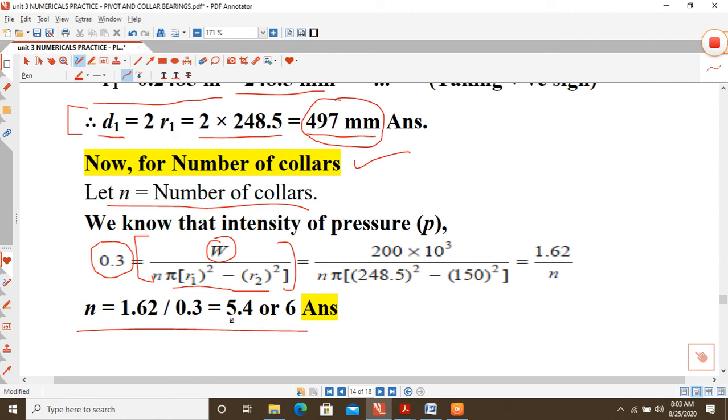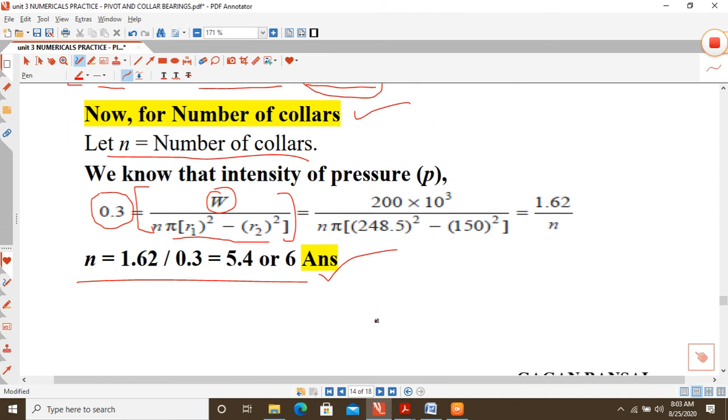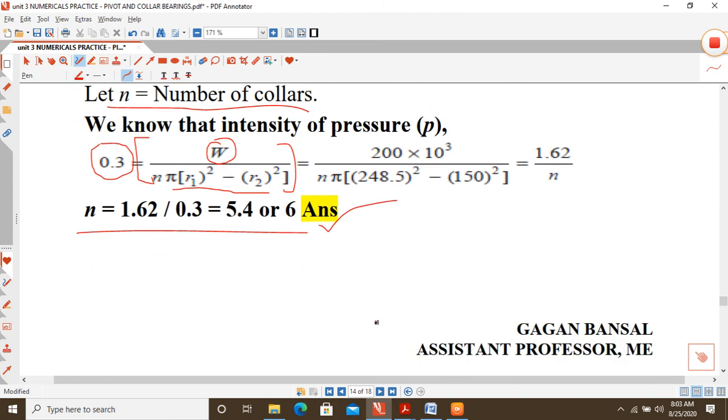We cannot keep a fractional value for the number of collars. So take the next appropriate whole value for the safety of the design. Even if it comes out as 5.1, it is not rounded off, we will still take the next whole number value. So n comes out to be 6. So I hope you are clear with the concept of determining the number of collars and diameters and solving the equation by making it a simple equation. So thank you so much.